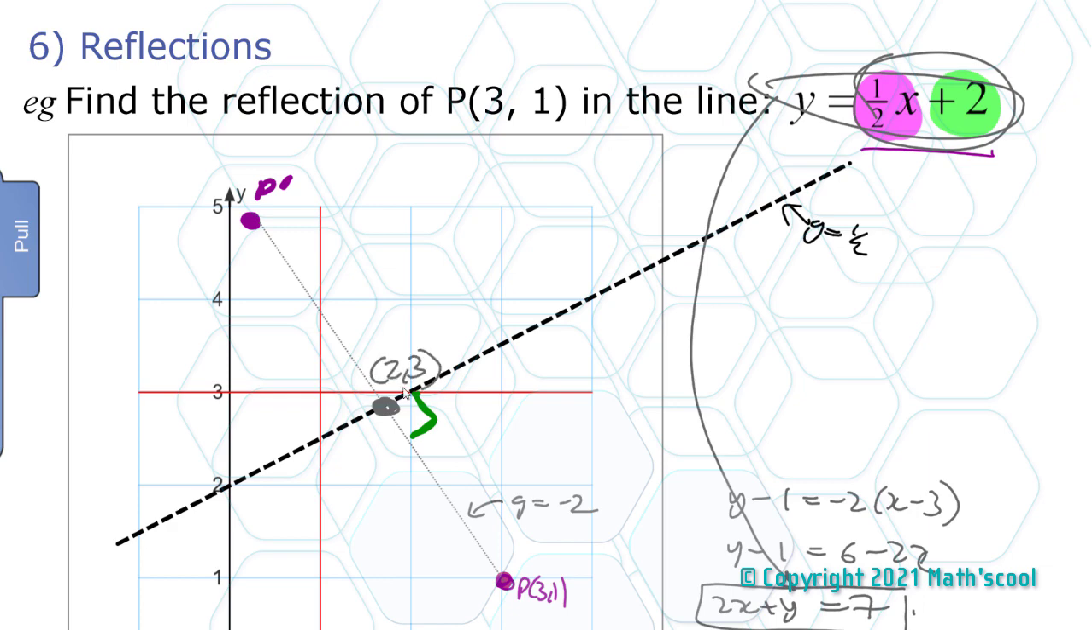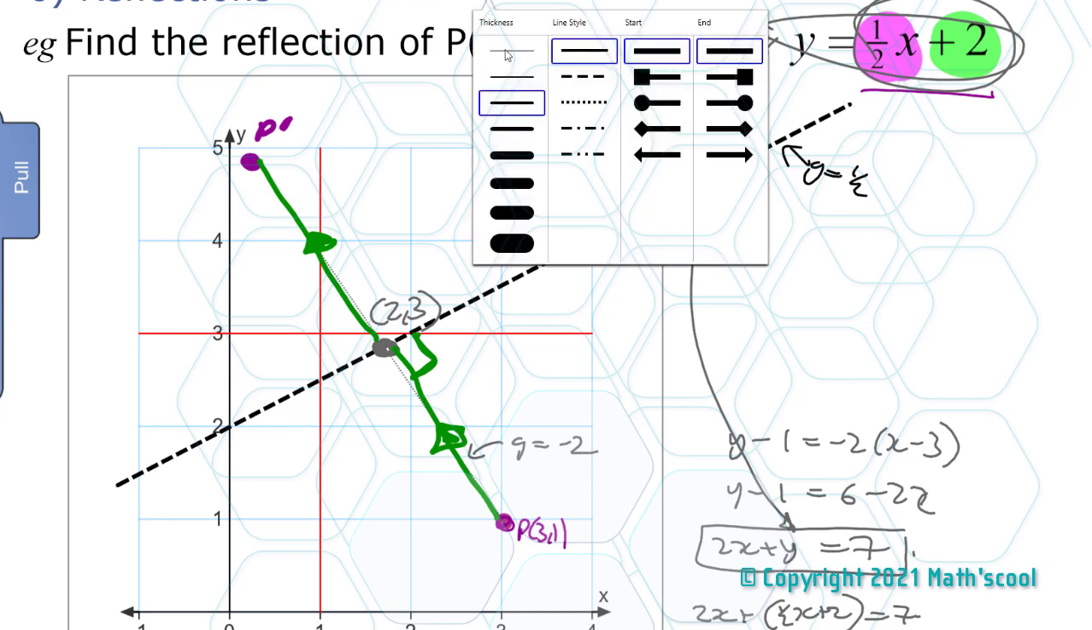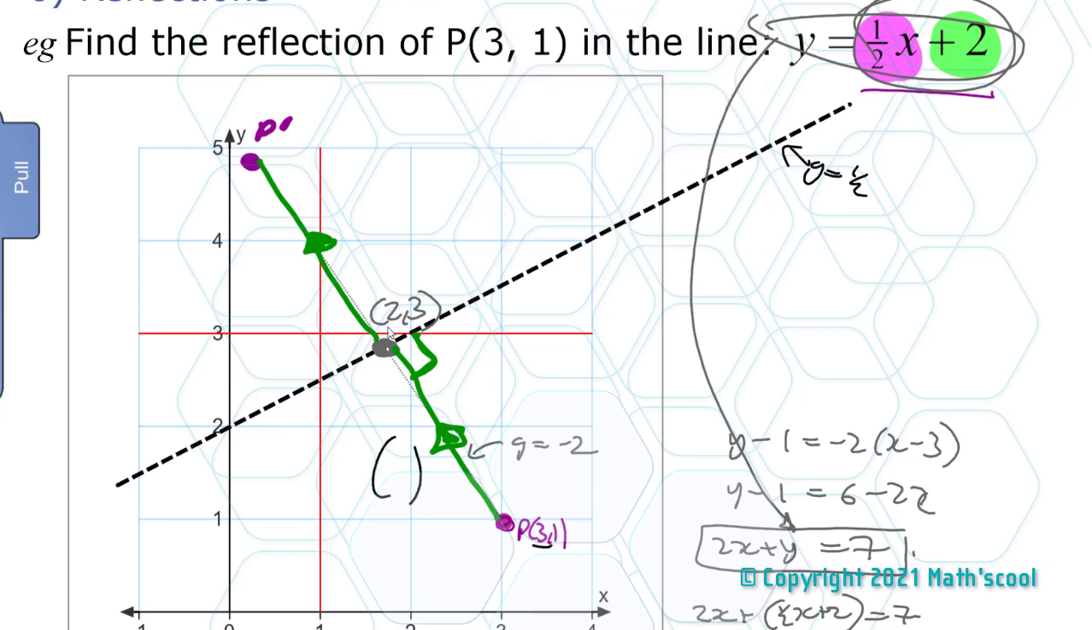Okay, never mind. Now I can use vectors again. I can say that that vector has got to match that vector because it's got to be the same distance along. And so I know what that vector is. Going from 3 to 2 is -1 along the x-axis, and it's 2 along the y-axis. So I know this one's got to be -1, 2. And so starting from 2 and subtracting 1 is going to give me 1, and starting from 3 and adding 2 is going to give me 5. And so there's my point.